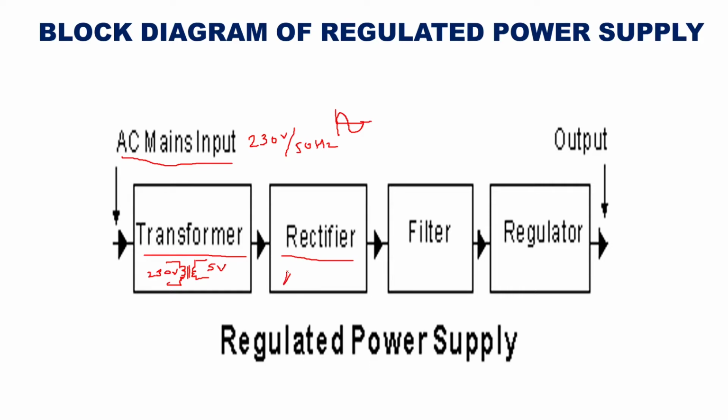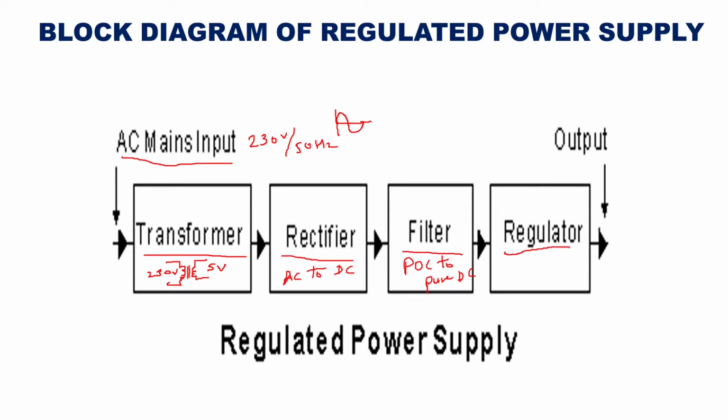Here AC is converted to DC, but the DC you get will be a pulsating DC. It will have some AC component in it. That AC component has to be removed to make it pure DC. That can be done by a filter. The filter takes the pulsating DC and converts it to pure DC. Then that pure DC voltage is given to a regulator circuit.